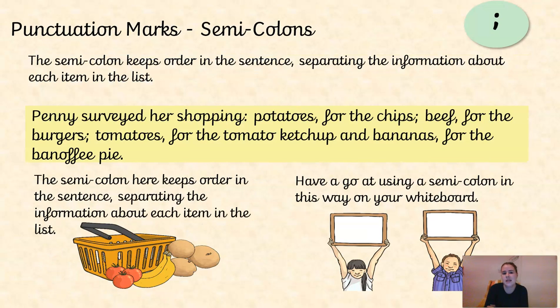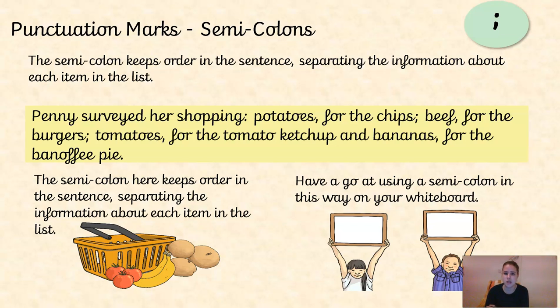Now the semicolon keeps order within a sentence, so we can separate information about a different item in a list. For example, Penny surveyed her shopping, colon. So now we're going to be making a list, but we're going to use the semicolon in that list to separate all of the individual items. So we have potatoes, comma, for the chips, semicolon. So that semicolon there is splitting up the information about the potatoes because we're now going to move on to a different item. Then we have beef for the burgers, again a semicolon because we're separating this information along our sentence, and tomatoes for the tomato ketchup.